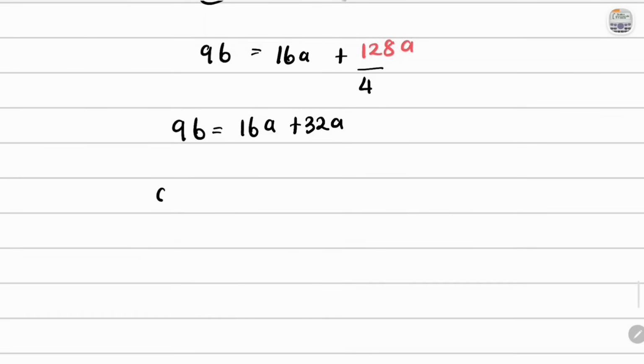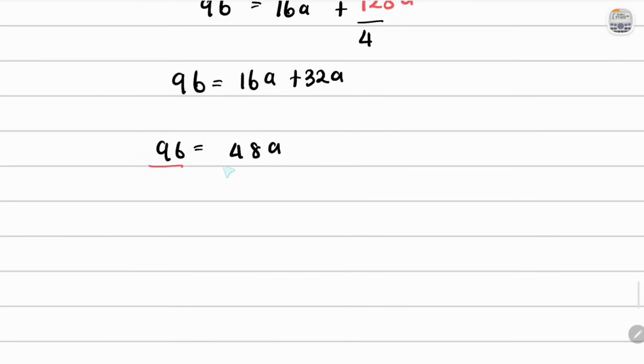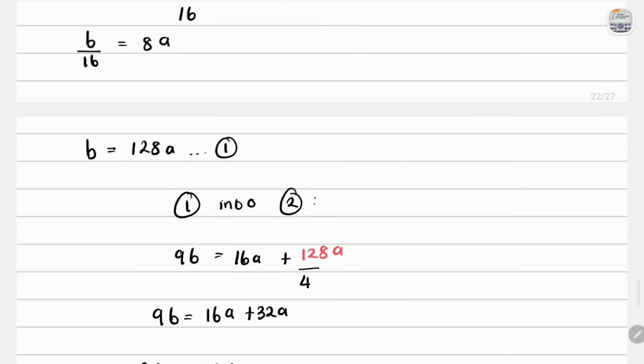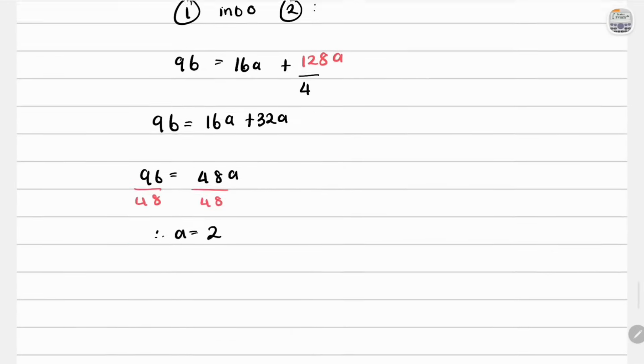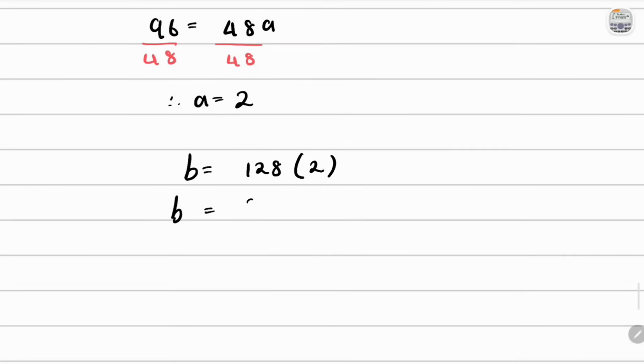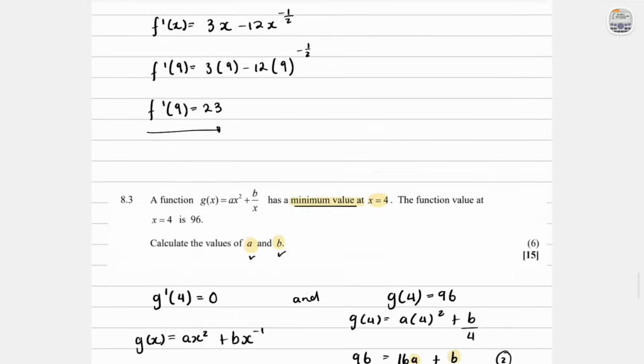So 96 is equal to 16 plus 32, that is 48a. And then we're dividing both hand sides by 48 to solve for a. So therefore, a is equal to 96 divided by 48 is 2, because it's double of it. And there we've solved for a. Now to find b, you see that equation 1 has b as the subject. So we'll say b is equal to 128a, and in place of a, we substitute 2. So b is equal to 256. And there we go. We have solved for a and b. And those are our answers. And that is it for question 8.